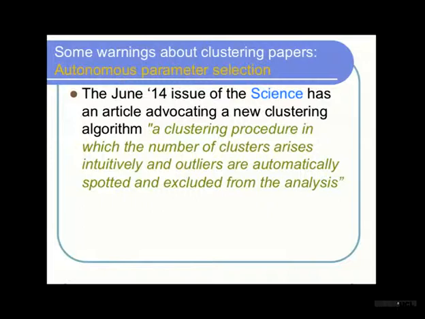Another warning is about something I see. This is the last issue of Science. There is an article about clustering, and they advocate the clustering algorithm like this. Our clustering procedure is such that the number of clusters arises intuitively. That is, it's autonomously determined by the algorithm. You don't have to set it. And outliers are automatically spotted and excluded from the analysis. So this sounds very attractive. You don't have to worry. The algorithm will make all the important decisions for you. And it looks like a very attractive notion.